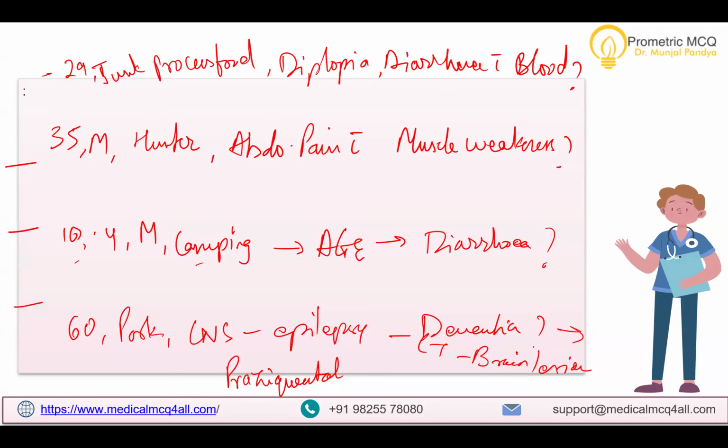Botulism. Very good. Why botulism? Because of the symptoms like diplopia and diarrhea with blood, and he's eating junk processed food. That means he most likely eats canned foods, right? Yes, ma'am. What will be the next management here? ICU admission. Very good.